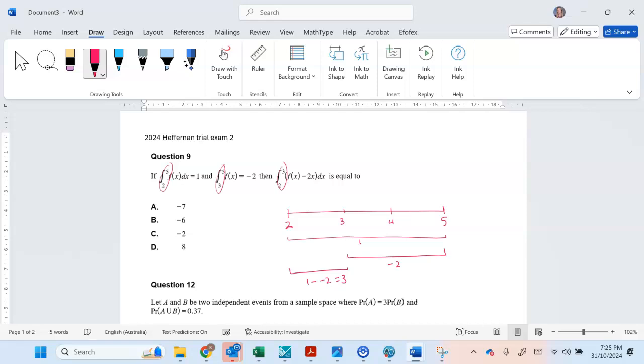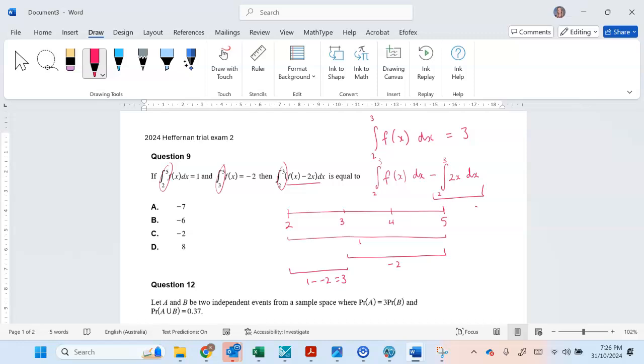I'm running out of space, so let me do it up here. Going from 2 to 3, the integral of f of x dx is equal to 3. But we want f of x minus 2x, so we can just separate: the integral from 2 to 3 of f of x dx minus the integral from 2 to 3 of 2x dx. We just have to work out this second part, and then we can add it to 3.